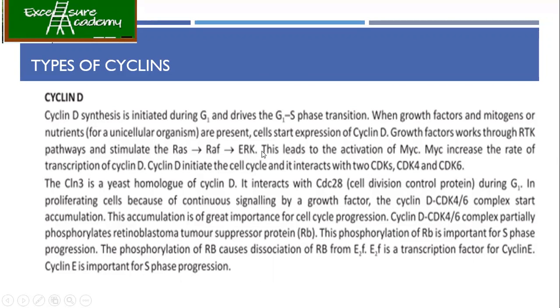So cyclin D synthesis is initiated during G1 and drives the G1/S phase transition. So when growth factors and mitogens or nutrients are present, the cell will start expressing cyclin D, otherwise called G1/S cyclins. Now growth factors are there, so it will work through the RTK pathways. So this is something about cell signaling. It will work through the RTK pathways and stimulate the RAS, RAF, ERK kinase pathway. Now this RAS pathway will lead to the activation of MYC. So this MYC will increase the rate of transcription of cyclin D, and hence cyclin D will initiate the cell cycle and interact with the two CDKs, that is CDK4 and 6.